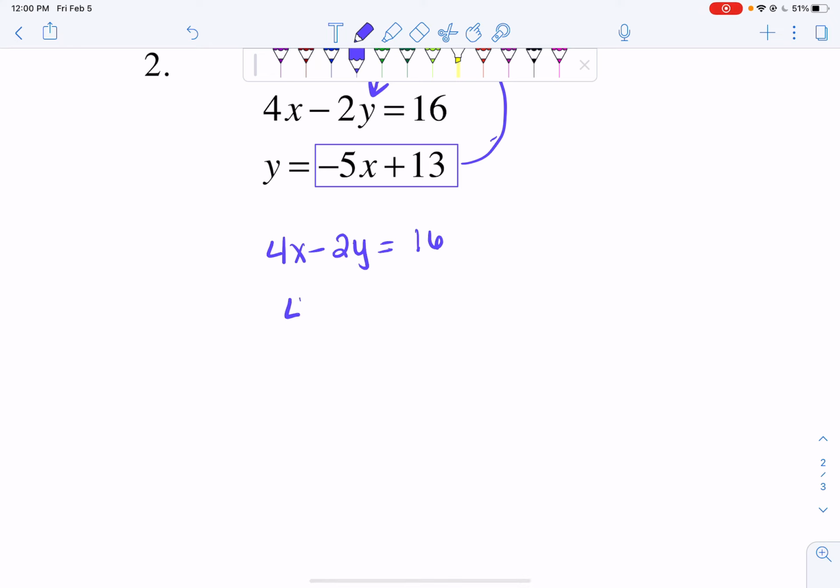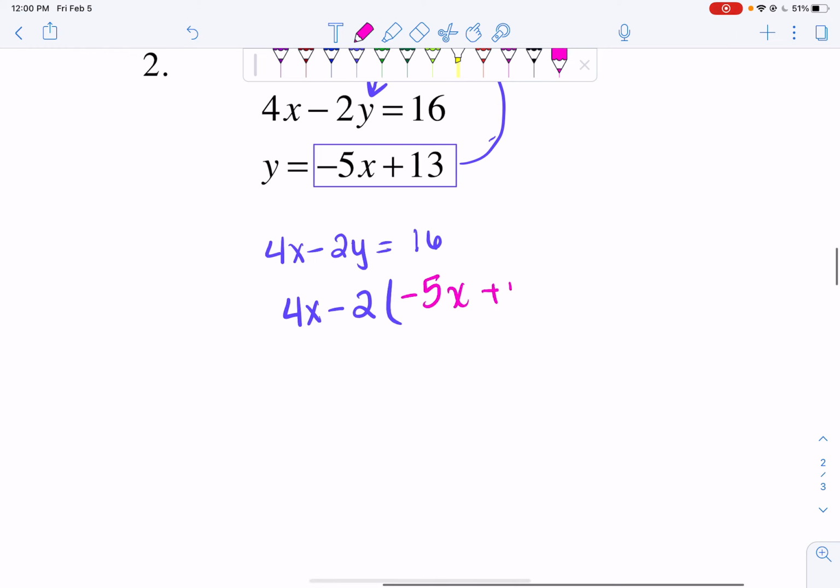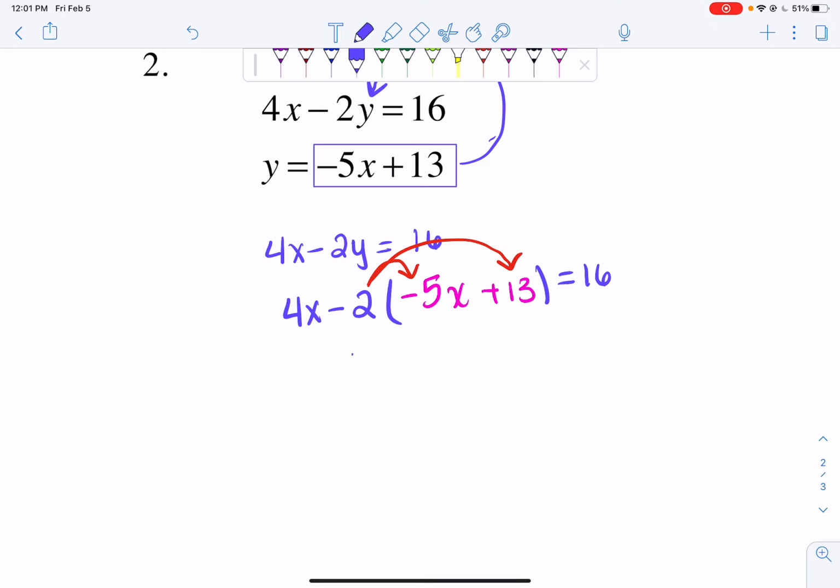I'm now going to substitute that negative 5x plus 13 in for y. So I have 4x minus 2 times negative 5x plus 13 equals 16. I'm now going to distribute my negative 2 to my negative 5x and my negative 2 to my 13. And I get 4x. Negative 2 times negative 5x is a positive 10x. And then negative 2 times a positive 13 is a minus 26. And that's all equal to 16.